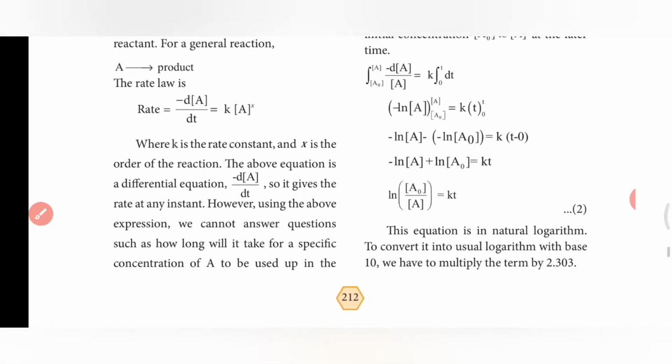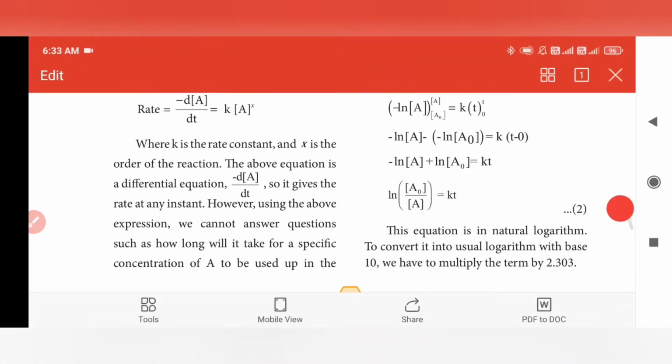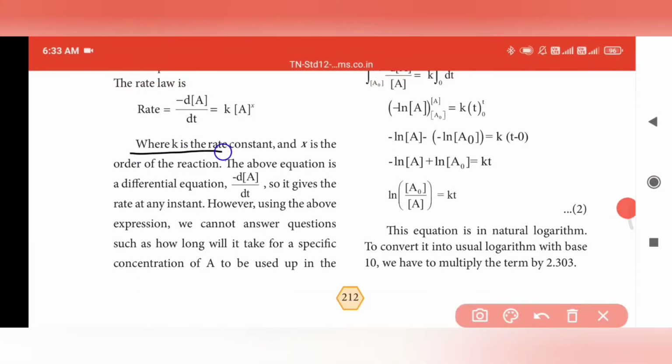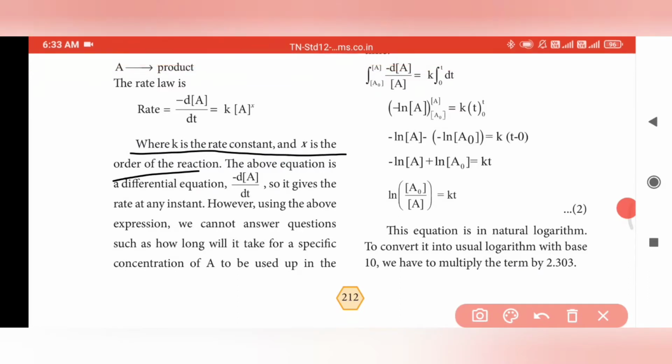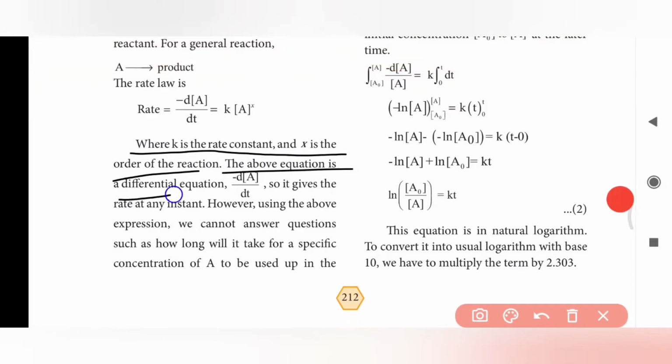Where k is the rate constant and x is the order of reaction. The above equation is a differential equation. The minus d[A] by dt combined is called a differential equation. It gives the rate at any instant.